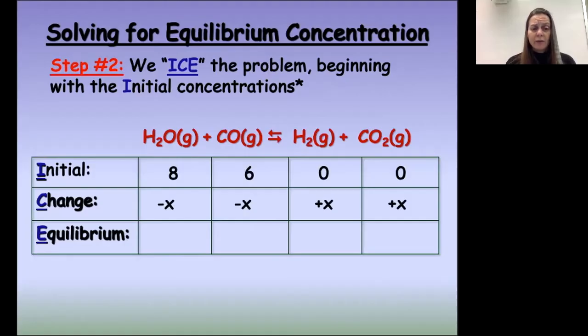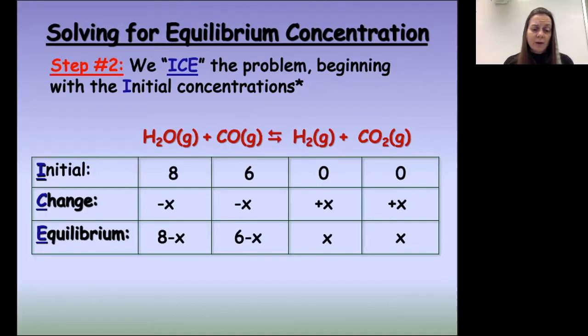So at equilibrium, that means that we're going to have initial plus change, which means that our concentration of water at equilibrium is going to be 8 minus X, carbon monoxide is 6 minus X, and hydrogen and carbon dioxide are both going to be X.